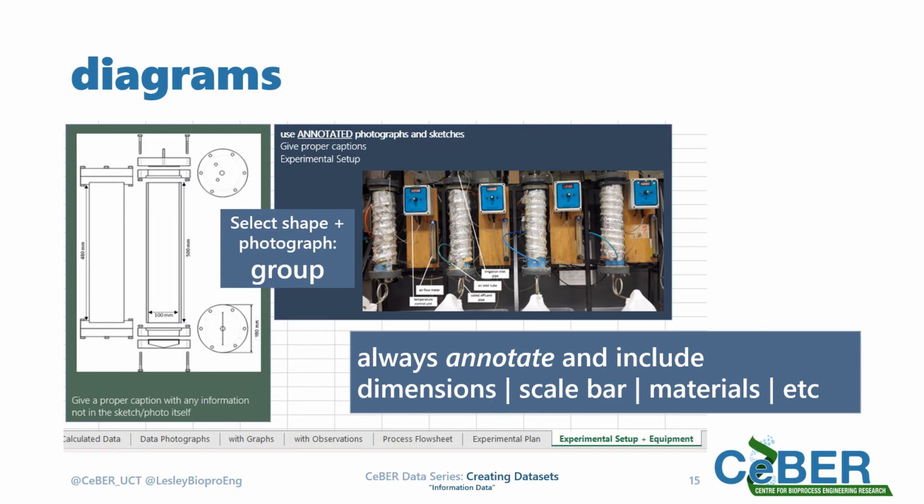And then other sorts of diagrams. Obviously, we've looked at photos already, but often you would have a photo of your rig. And when you have photos of things like rigs, always annotate them. And always include dimensions and scale bars and the materials you use, that sort of thing. Give people all the information they need.